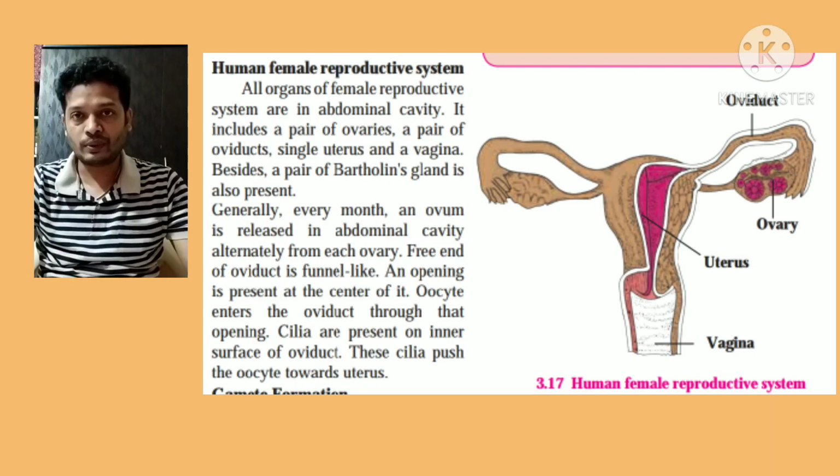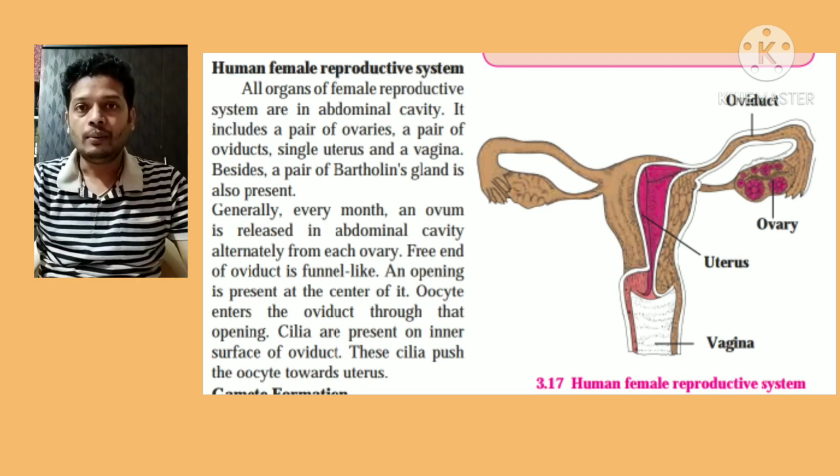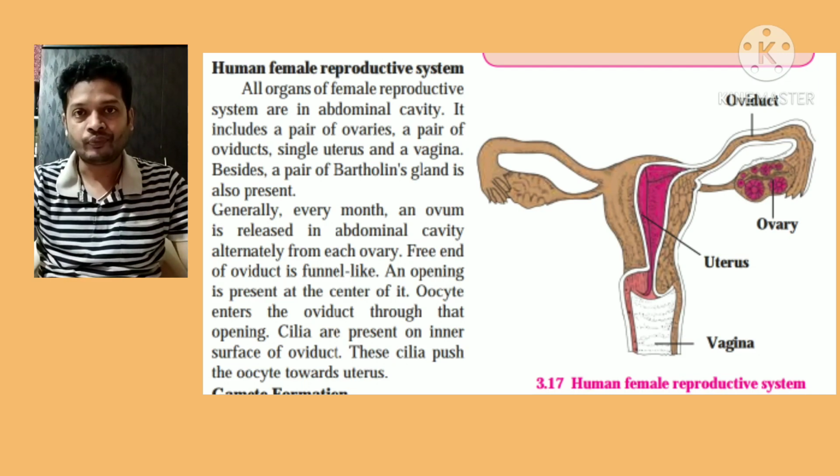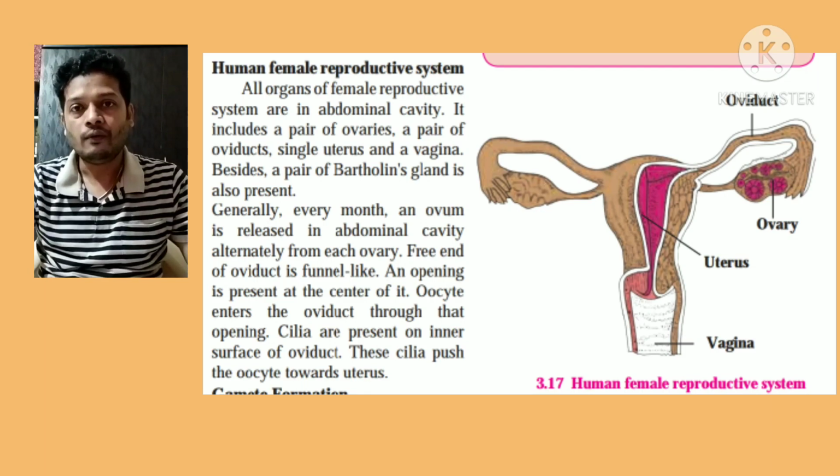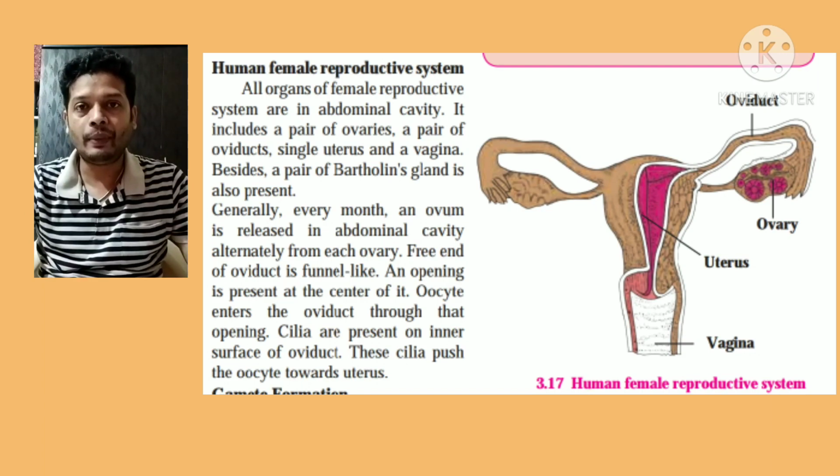So the female reproductive system consists of a pair of ovaries, a pair of oviducts, then we have a single uterus and vagina. These are the basic parts of the human female reproductive system. Now in females, the pair of ovaries alternately every month produce the egg or ovum by the process of meiosis. This egg or ovum is released every month alternately from alternate ovaries, and after coming out of the ovary, it goes into the funnel shaped part of the oviduct. From that funnel shape, it is carried via the oviduct towards the uterus.